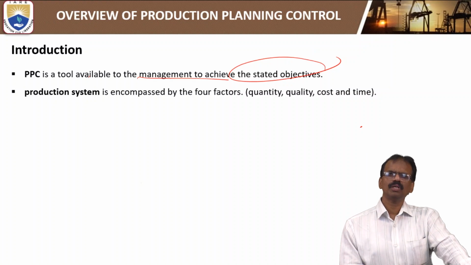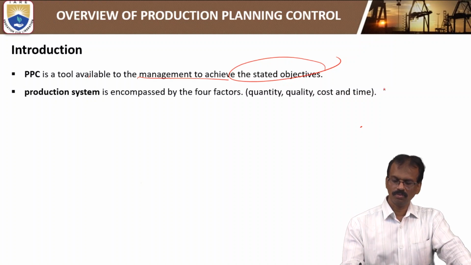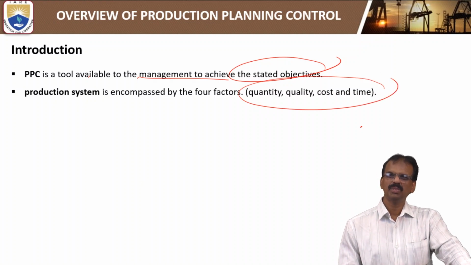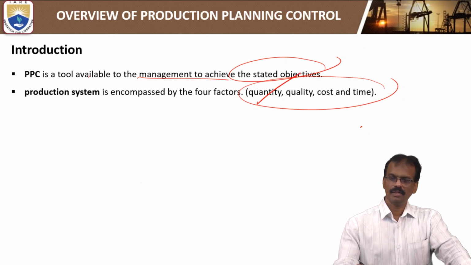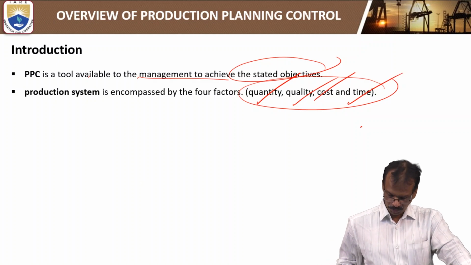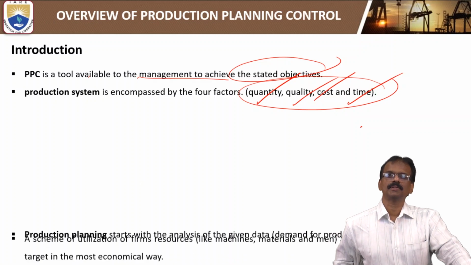The production system is surrounded by four factors. The objective is to reach these factors: the required quantity and quality, maintenance of the quality, optimized cost, and timely finishing of the production. For this, we use the subject of production planning and control.